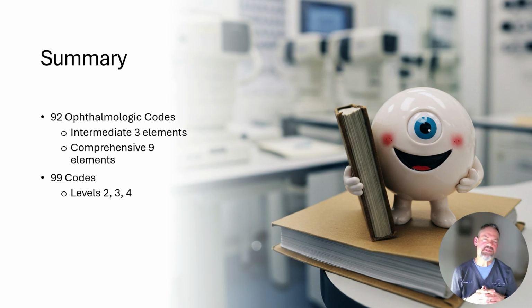So in summary, we looked at the 9-2 codes and talked about the difference between an intermediate requiring 3 elements and a comprehensive requiring 9 elements. We did a deep dive in the 9-9 codes, and I hope you better understand the differences between level 2, 3, and 4. I've been involved in a lot of chart audits, auditing other charts, and while occasionally I will find examples of overcoding, which is never appropriate, more commonly I find examples of undercoding. So now that you understand the differences, code to the level that is most appropriate.